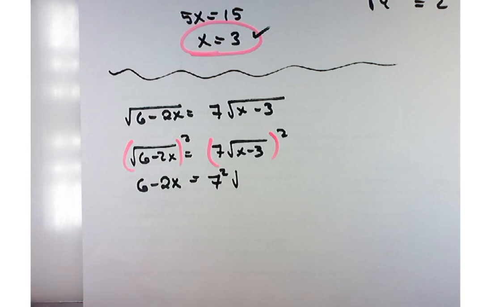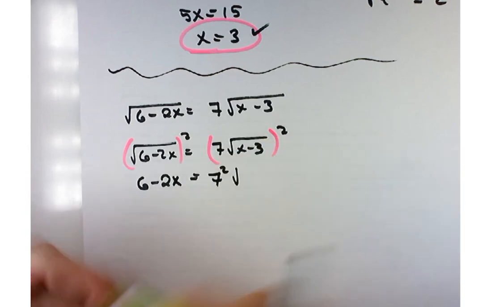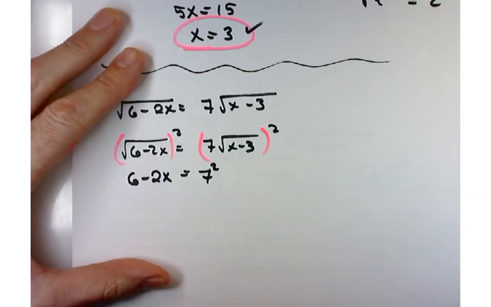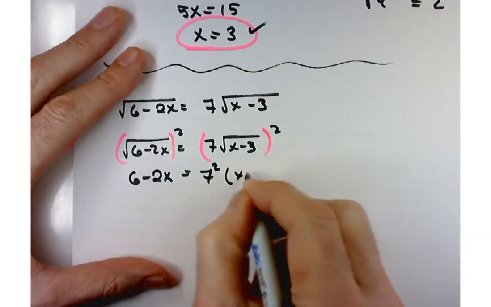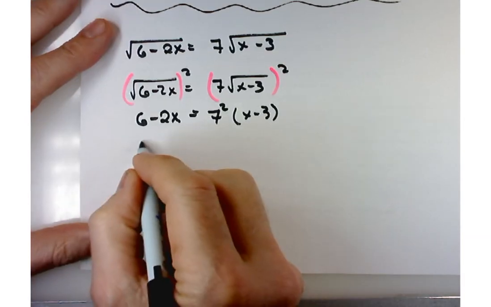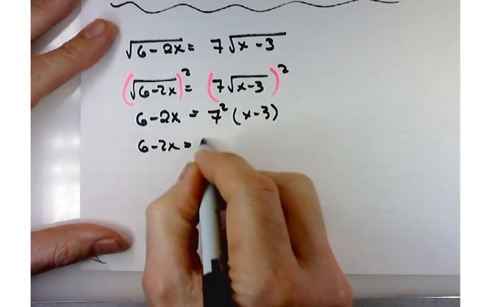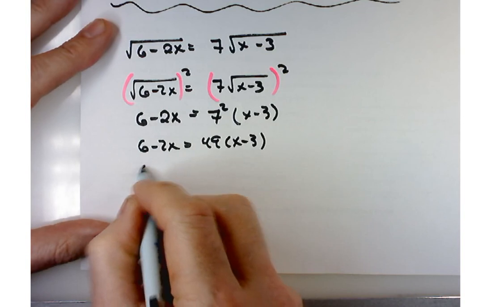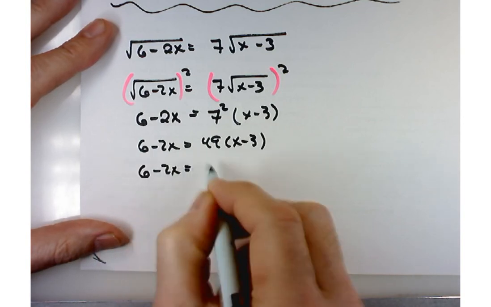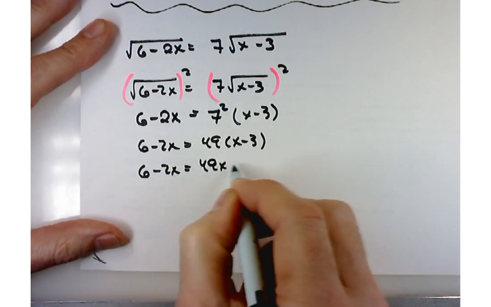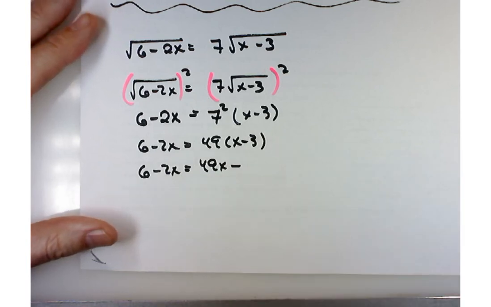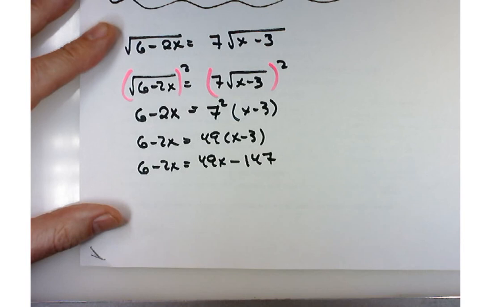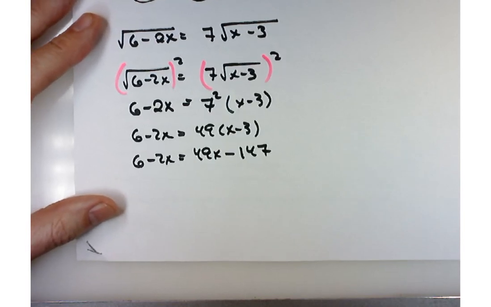So it's going to be 49, and then when I square this, I just get x minus 3. So 6 minus 2x equals 49 times x minus 3. So 6 minus 2x equals 49x minus, I think that's 157, no, 147. So, okay.